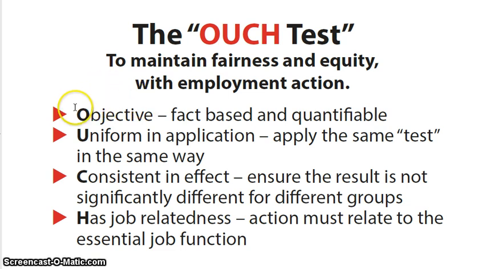OUCH, objective. This needs to be fact based and quantifiable. In other words, anything you say, do, or write has to be able to stand up in a court of law. You have to base your employment actions of an individual on facts that you can prove. Quantifiable means you can prove it. If you can't prove it, don't do it. Don't take that action. So often, supervisors at all levels take action against people because they don't think it's fair.